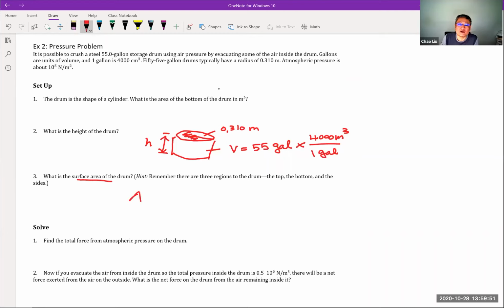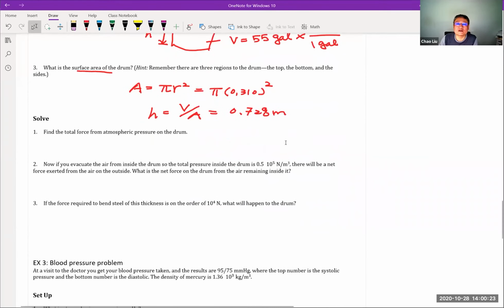The surface area of the drum is equal to pi r squared, where r is equal to 0.310. So that's the area. You use the volume divided by the area, and that will give you the height. If you put that into the equation, you're going to get a height of about 0.728 meter. You can verify this by yourself. I'm not going to do the calculation in detail here, but you can do the calculation.